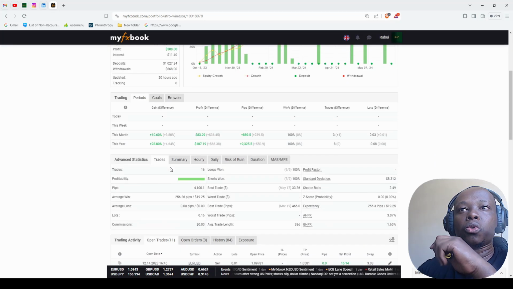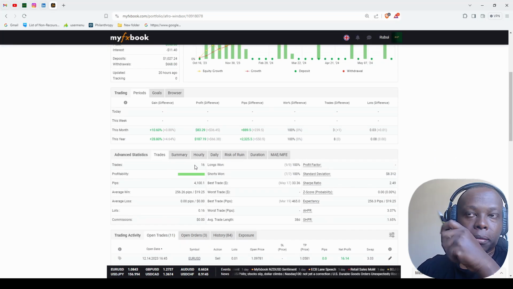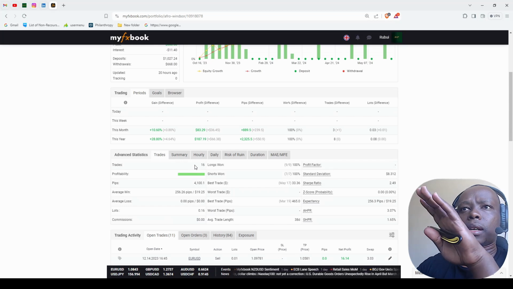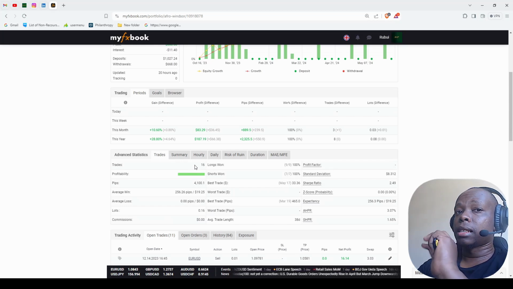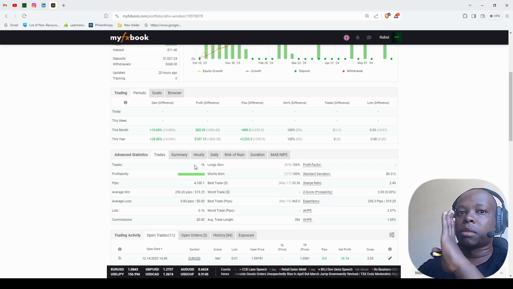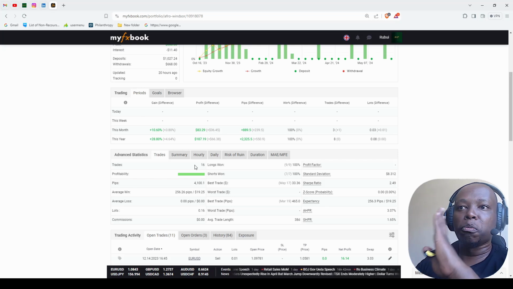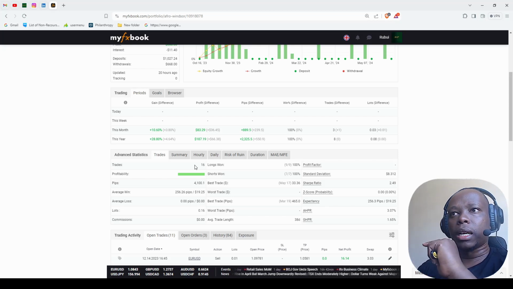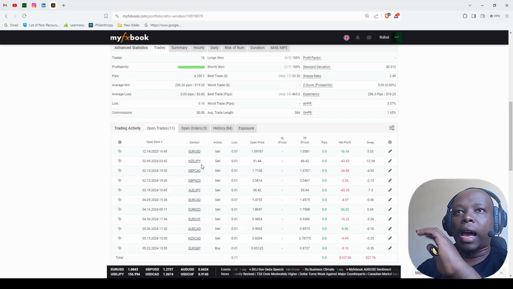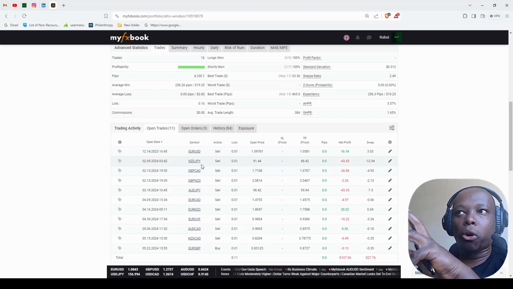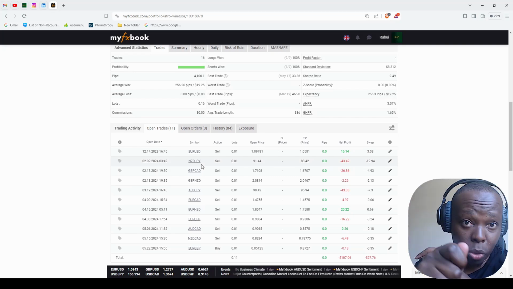It tells you I have taken 16 trades. Now, I am a swing trader. That's something we must remember. I'm very conservative and also a swing trader. That must be one of the conditions we will have to meet as we move forward. You're also seeing I have 11 open trades. So 16 plus 11, that's 27.